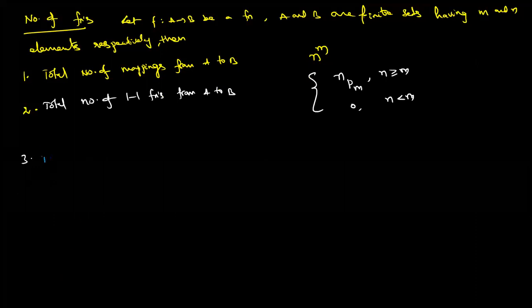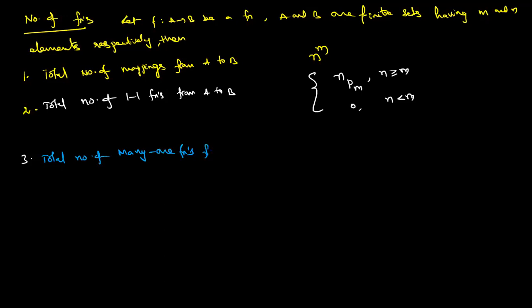Total number of many-one functions from A to B. What is the formula? See, total number of many-one functions means what here? Total number of functions minus one-one functions simply. So n to the power m minus nPm, when it is possible, n greater than or equal to m in this case. So n to the power m is coming only when n is less than m.